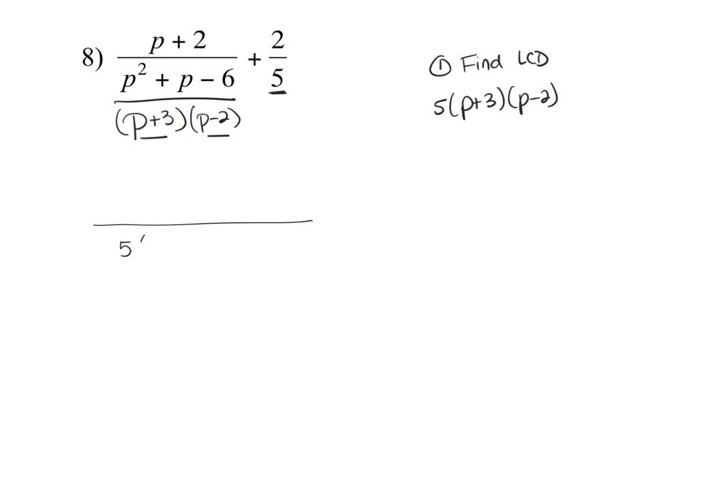So I'm going to go ahead and write down my common denominator. And then I'm going to go back to my numerators. My first numerator is p plus 2. The p plus 2 has the p plus 3, the p minus 2. It does not have that 5. So I'm going to multiply this by that 5. That's what it is missing.